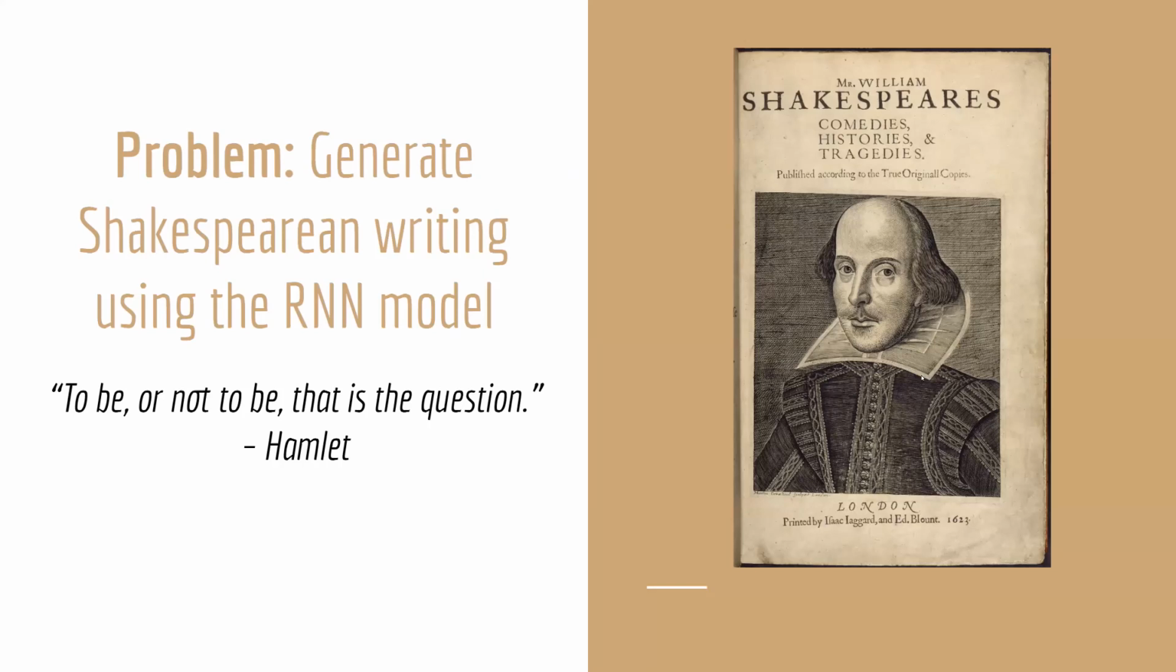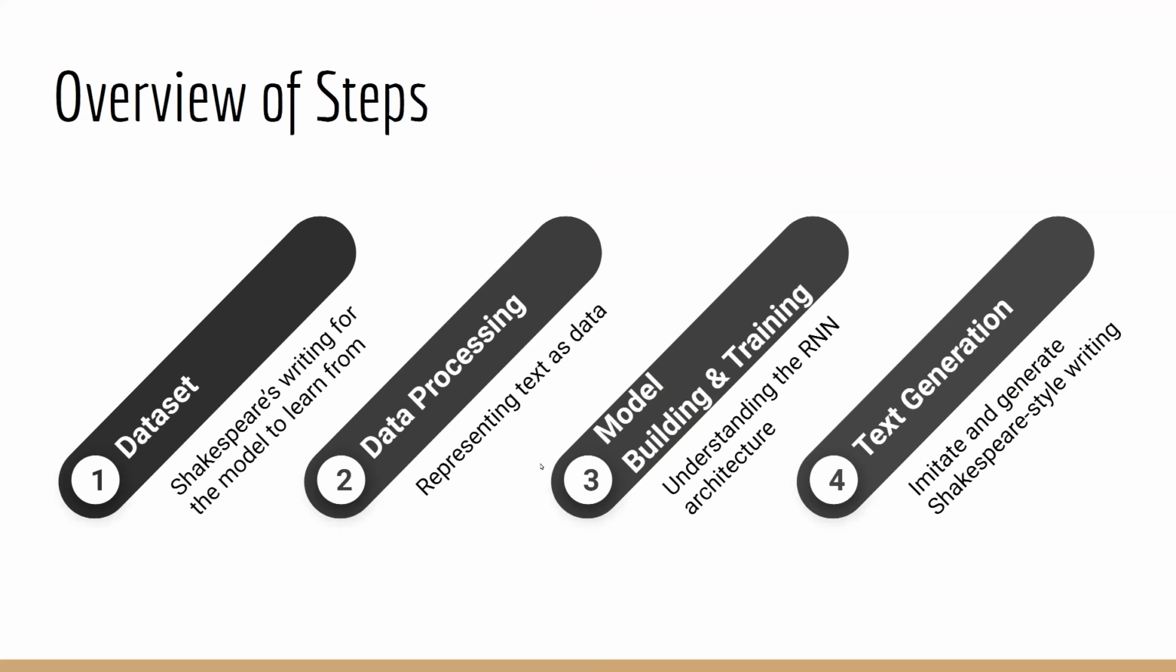This is just to set up the problem. We want to make the RNN model generate Shakespearean writing. As a classic example, something like this: "To be or not to be, that is the question." That style of writing, that's the kind of language we want to generate using the model. And the steps we're going to take to solve that are shown here.